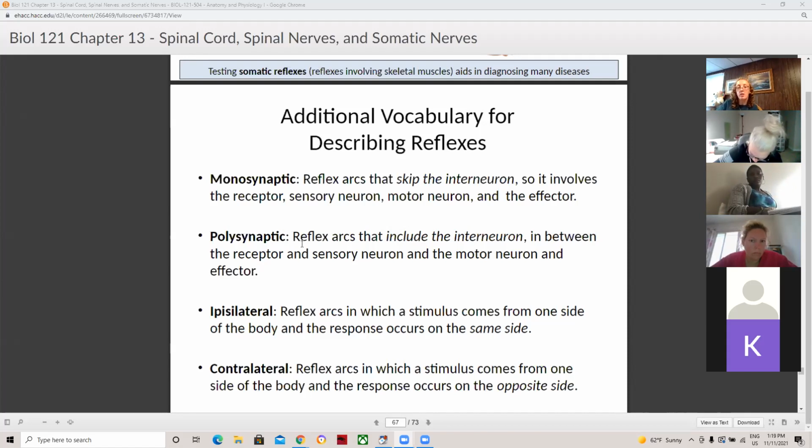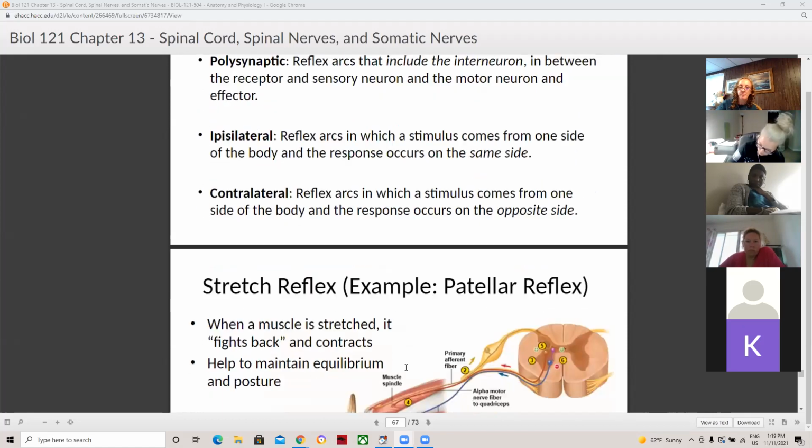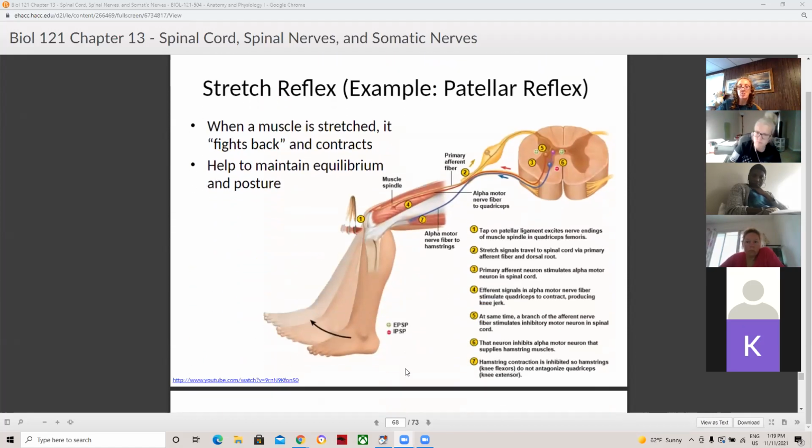And ipsilateral is where the stimulus comes from one side of the body and the response occurs on the same side of the body. So the sensory signal is on the same side of the body that's going to respond with the motor output. Contralateral, meaning the stimulus is going to come from one side of the body and the response is going to be on the opposite side of the body. With this in mind, a stretch reflex or the patellar reflex: a muscle is stretched and it fights back and contracts.